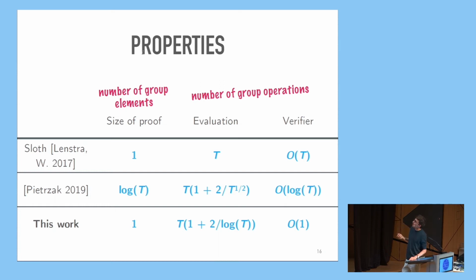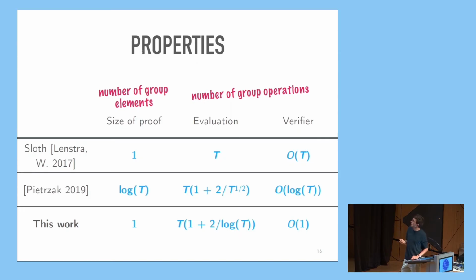time. The Pietrzak construction gives a huge improvement on the verifier, which requires only logarithmic time in the target evaluation time, at the cost of having a bit larger proofs, so log t elements in the group, and also at the cost of a little bit of overhead in the evaluation. So the evaluation should take time t, right? And this is 1 times t here. But then you have to compute the proof, and the proof will take a little bit of time. So this is negligible next to t, so it's fine.